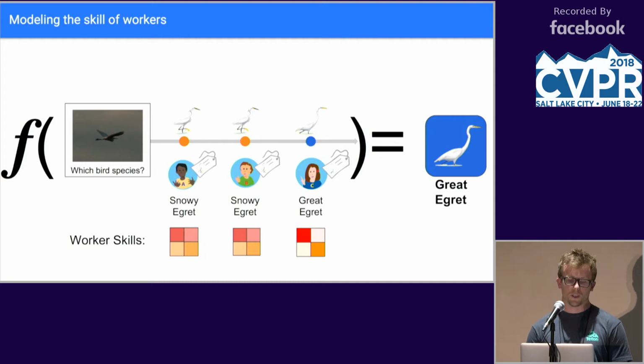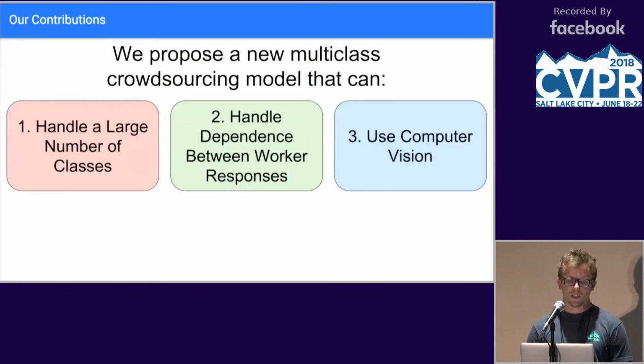But previous work has shown the benefits of learning the skills of the workers, represented here as confusion matrices, and taking those skills into account when predicting the final label. A model that does this would learn that worker C is more skilled than workers A and B, and the final prediction would be great egret. We extend prior work and tackle new problems in this domain that have not been considered before. First, our model can adapt to a large number of classes, such as 10,000 bird species. Second, our model can handle a dependence between the worker responses. And third, our model can jointly train and use a computer vision system.